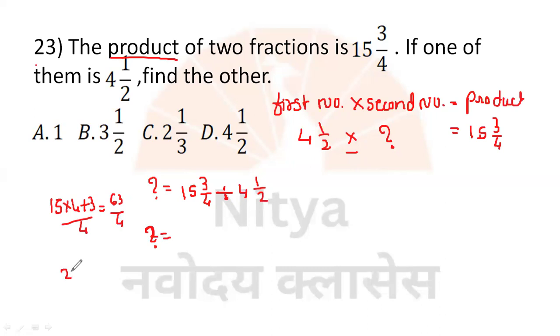Okay, this one: 2 into 4 plus 1 divided by 2. 2 fours are 8, plus 1, 9 by 2. So we have to write it here, the conversion of this mixed fraction into an improper fraction.